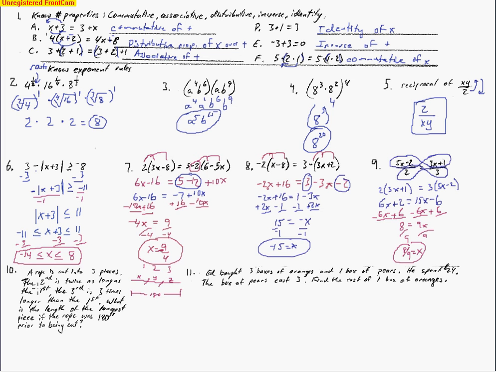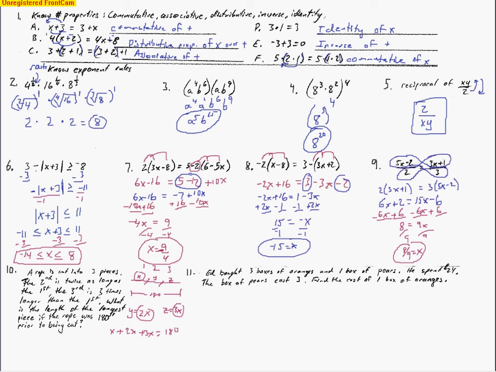So let's go ahead and look at what that says. It says the second piece, so y, is twice as long as the first piece. So y equals 2x. And then it says the third piece, so z, is 3 times as long as the first piece. So 3x. And so now we've got an expression with just x's. So now we're going to go ahead and add those up. x plus 2x plus the 3x. And those all add to make the 180.